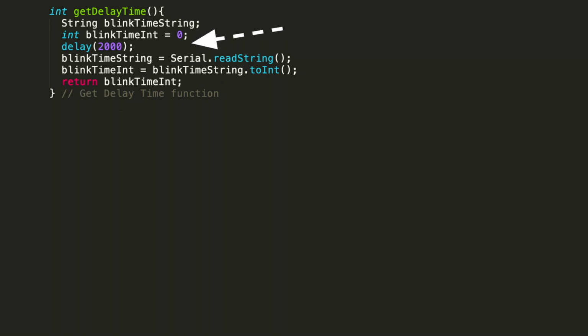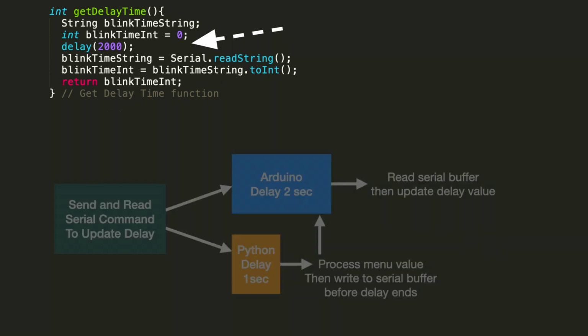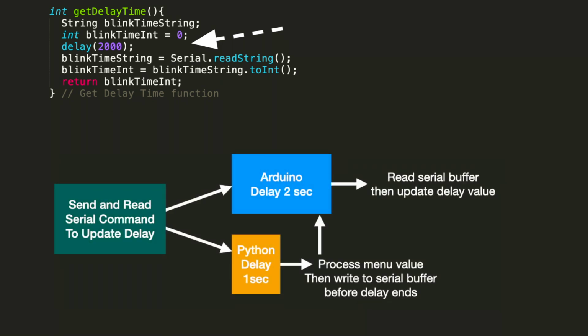Then we hit the delay, which is an Arduino built-in function, and we're passing it the single parameter of the milliseconds. So 2000 milliseconds is 2 seconds. So remember, in our block diagram we show here that we're going to delay 2 seconds. This is waiting for the Python to give us that value so then we can read it.